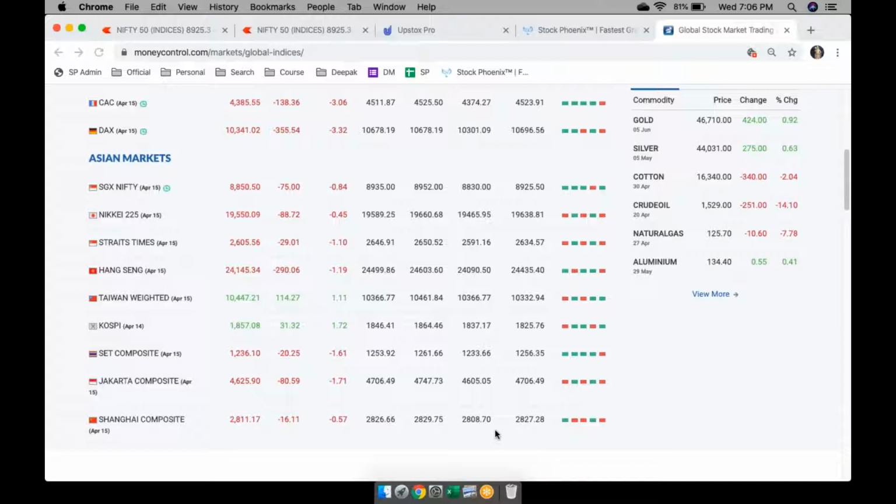That is not at all sufficient, and not at all required. So as of now, what I do is I see the chart, the Stock Phoenix setup, and I see the global market. Just by seeing this, I trade. I trade in the sense that I predict the market.